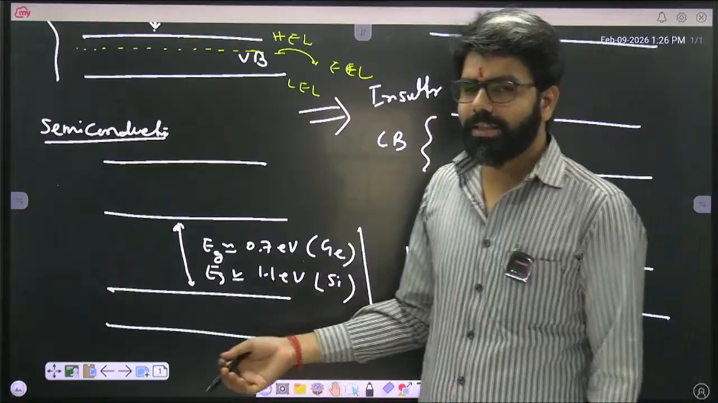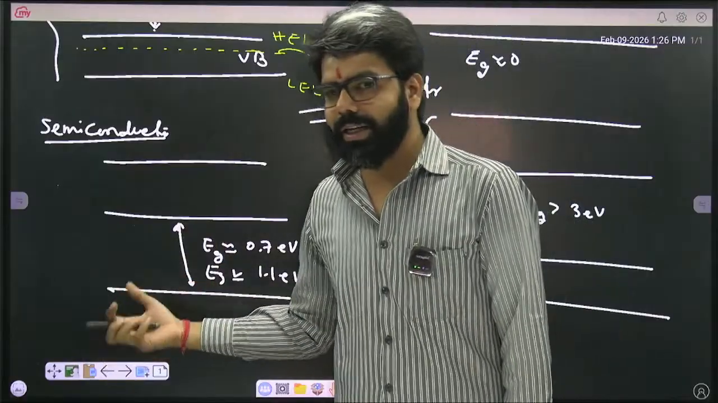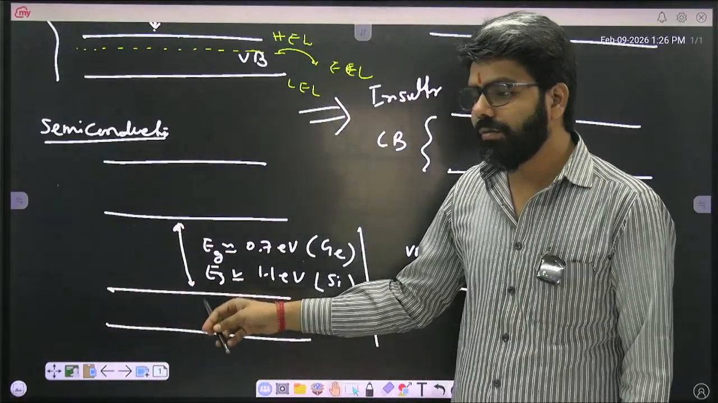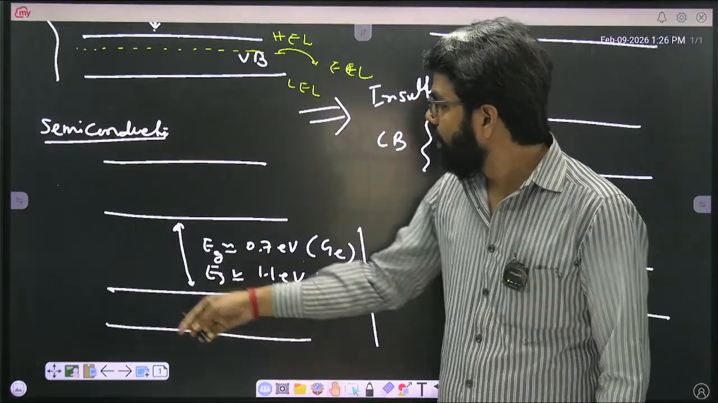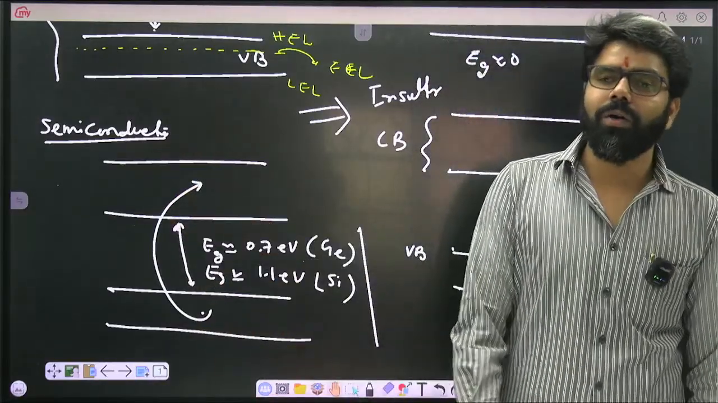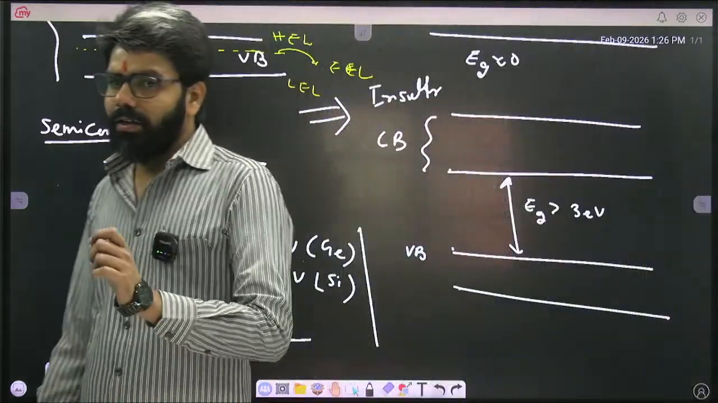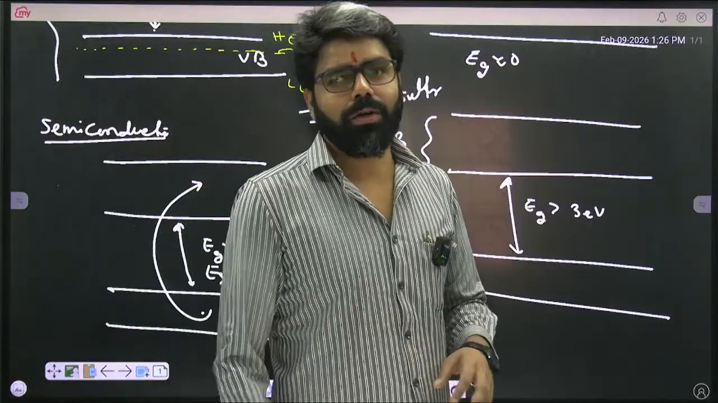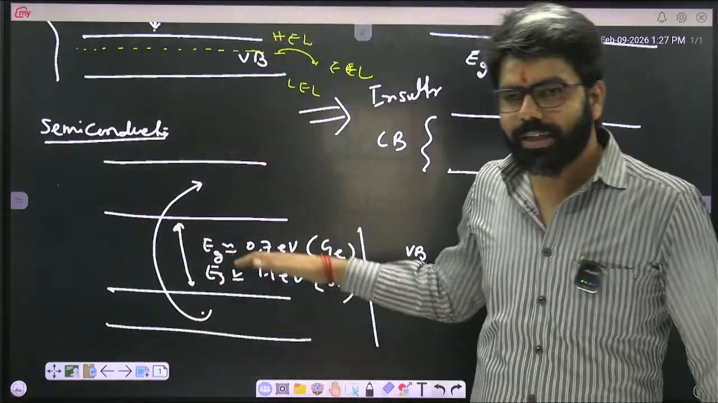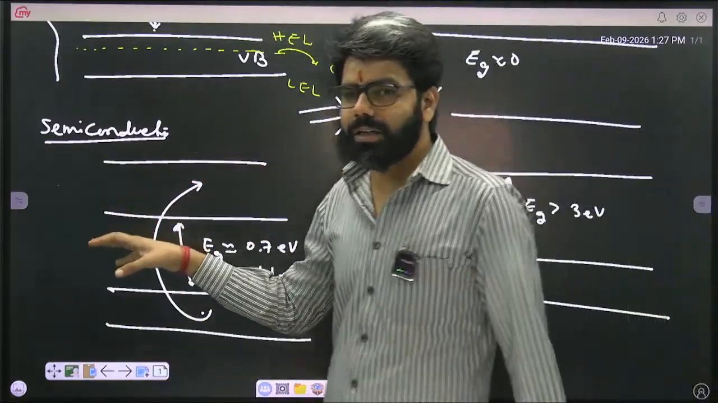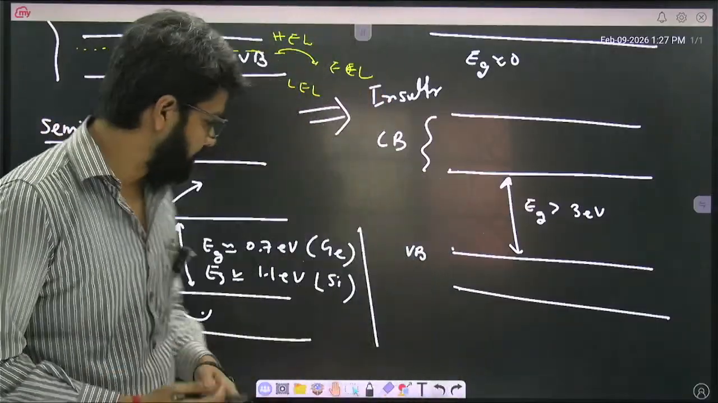On thermal agitation, or when we apply an electric field, a little bit of energy is given, and the electron moves from the valence band to the conduction band, and that is how they conduct electricity. At room temperature the semiconductor has very low conductivity, but on thermal agitation its conductivity increases. Now we will discuss what happens to the conductivity of a semiconductor at room temperature and after the temperature is increased.